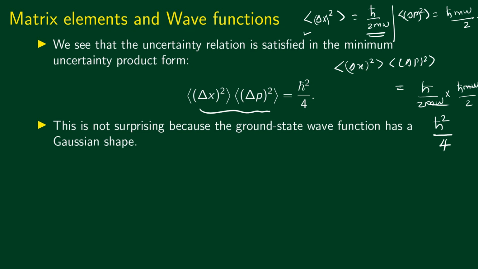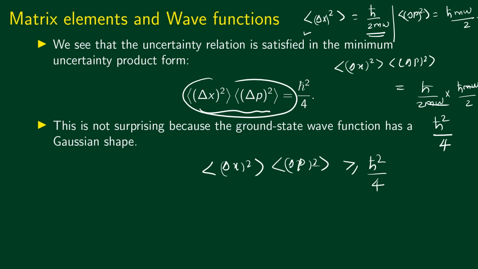Now we have seen earlier that the generalized uncertainty relation says that the product of these uncertainties, the expectation value of delta x square multiplied by the expectation value of delta p square, has to be greater than or equal to h bar square divided by 4. So here the equality is satisfied, which means that this state corresponds to a minimum uncertainty state for the position and momentum. In other words, the ground state of the harmonic oscillator is a minimum uncertainty state.